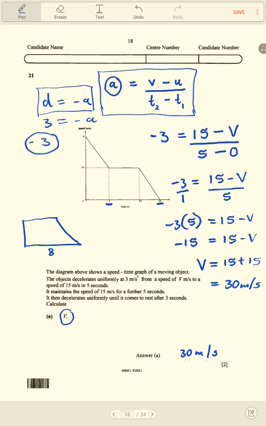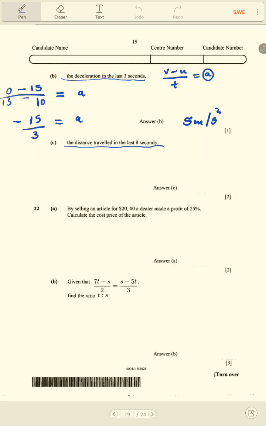And we know this is going to be 8, and the height is going to be 15, right? And from here, 10 minus 5, this one is 5. So the area of this trapezium is going to be the distance traveled. So let's go back to the next page and calculate.